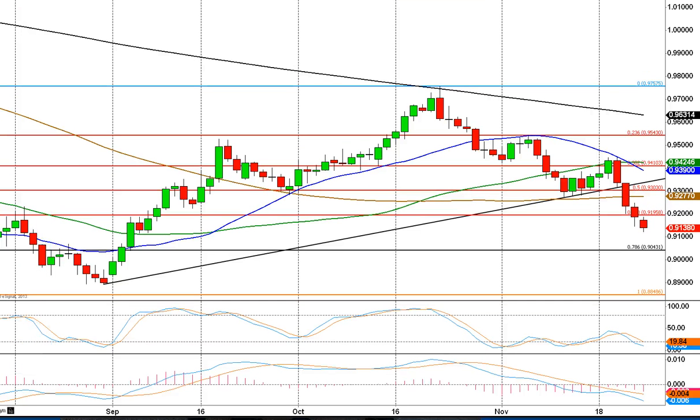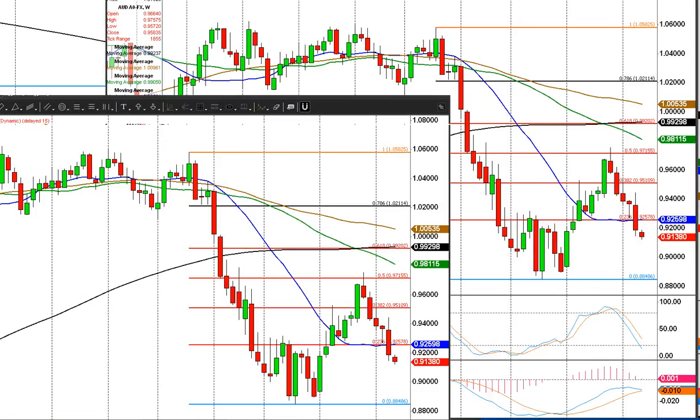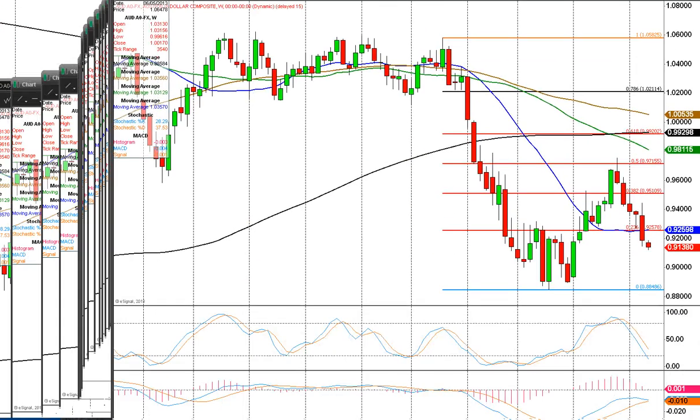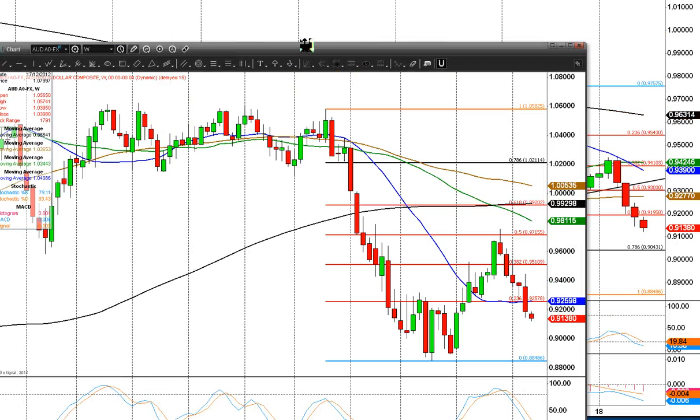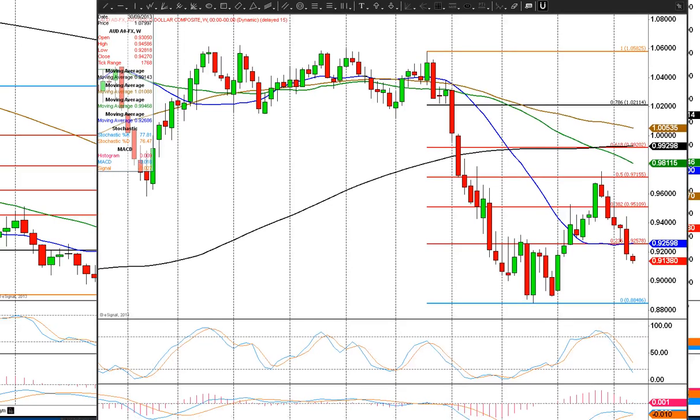If I can try and find a weekly chart here. Let's try and flick this one over to weekly. There we go. You can see that we've just been going down for quite a long time. Oops, that's not really worked. Yeah, you can see we've been going down for quite a long time, all the way since May, really.